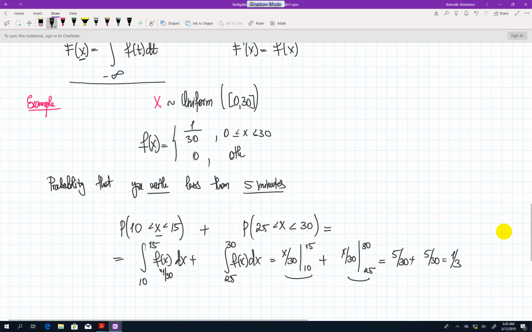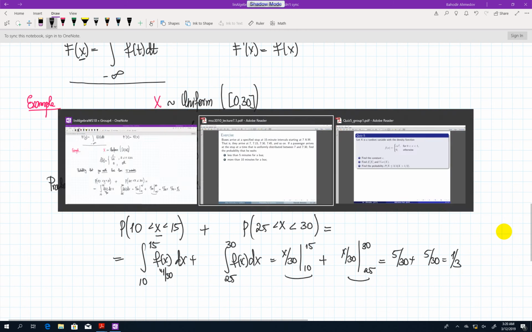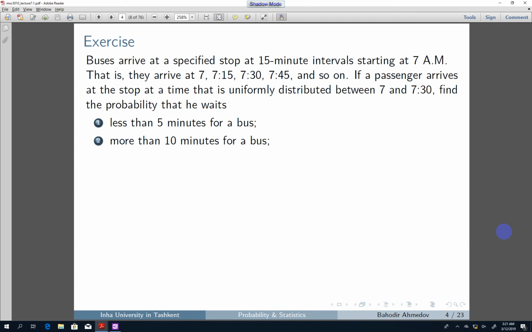Okay, could you please quickly by yourself tell me what is the probability that the waiting time is more than 10 minutes? Quickly.